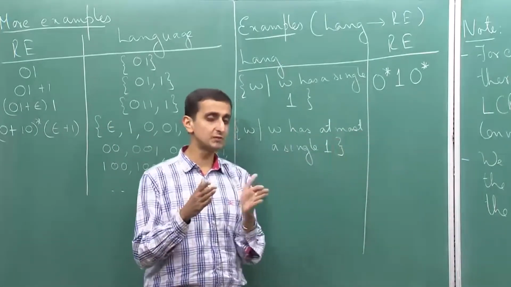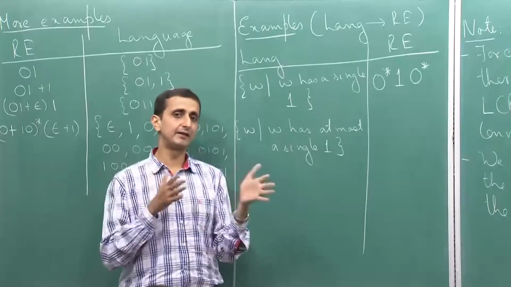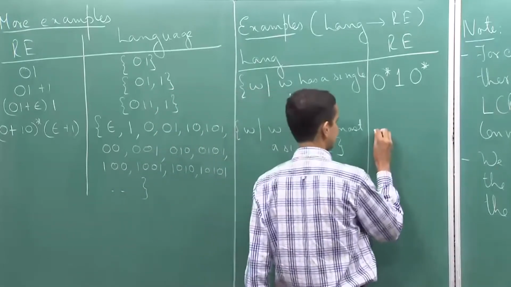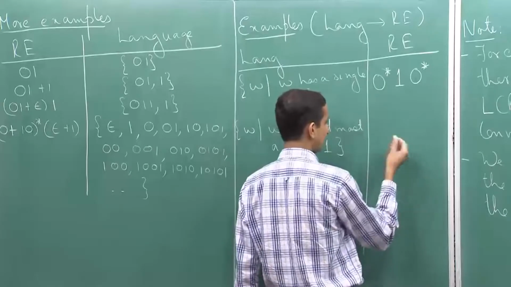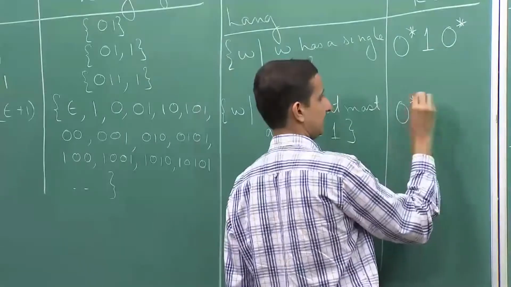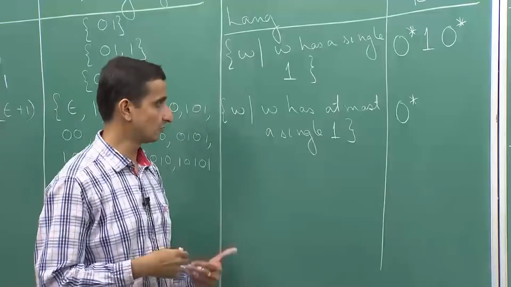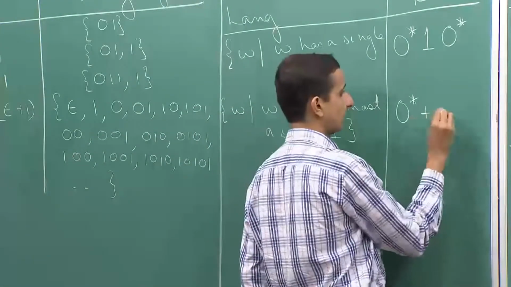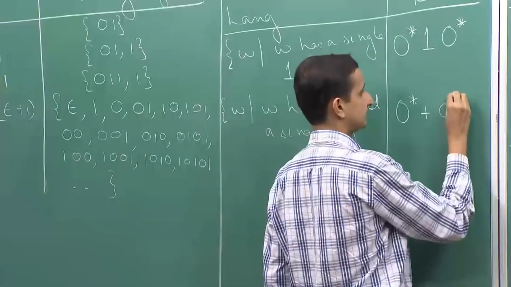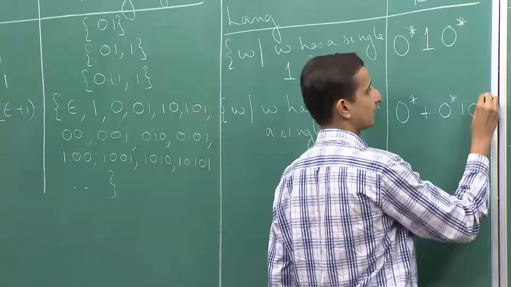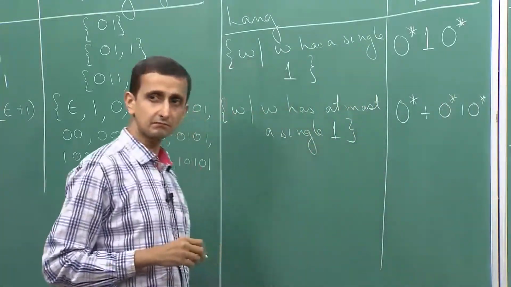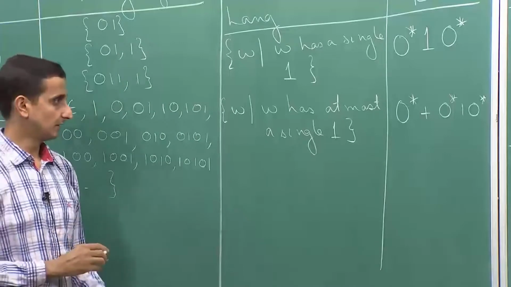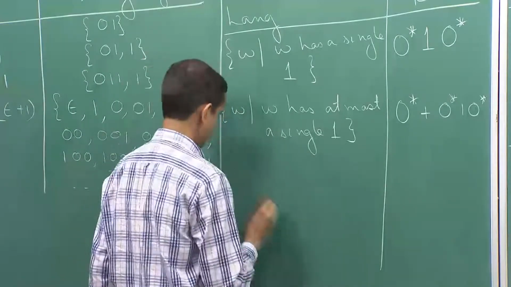Okay. So, because we have this "or" separating the two cases, we write this as: when W has no ones, it consists only of zeros, or it has a single one, in which case the regular expression will be the following. Okay.